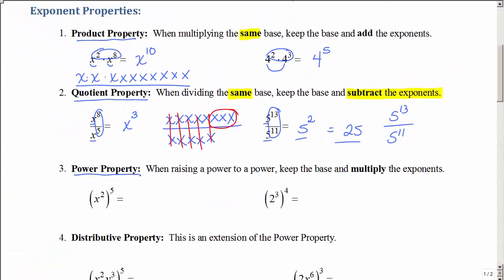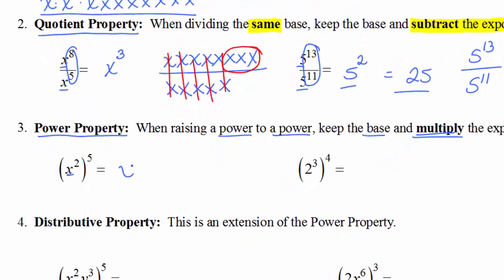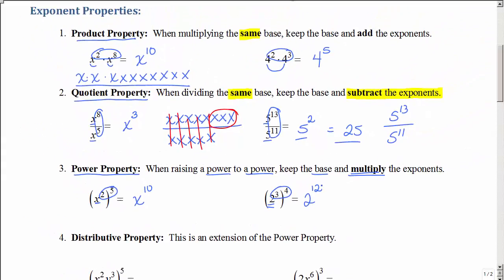Alright, third property, the power property. When raising a power to a power, keep the base and you multiply the exponents. So keep the base, multiply. Keep the base, multiply. Right, so we have three properties. Again, you can add exponents, you can subtract exponents, and you can multiply exponents. But these first two rules, you have to have the same base. And on the third one, you're just talking about one base, but more than one power.